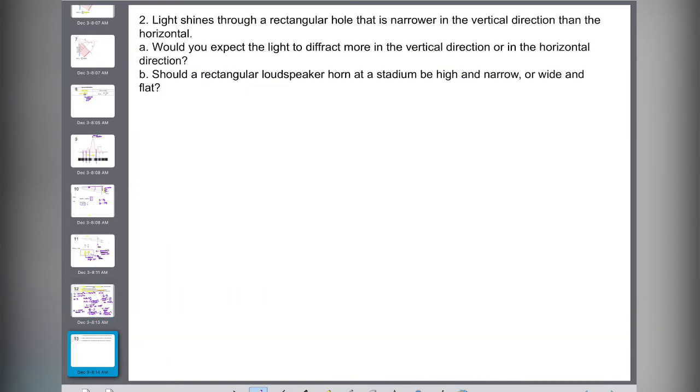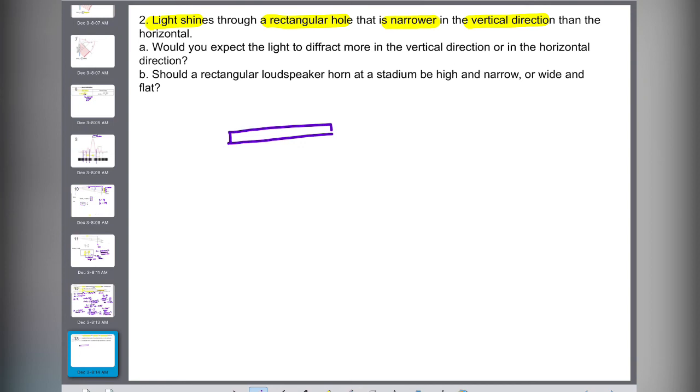Okay, last one. Light shines through a rectangular hole that is narrower in the vertical than horizontal. Let's read this again. Light shines through a rectangular hole that is narrow in the vertical direction. So the picture looks like this. Do you expect light to diffract more in the vertical direction or in the horizontal direction?